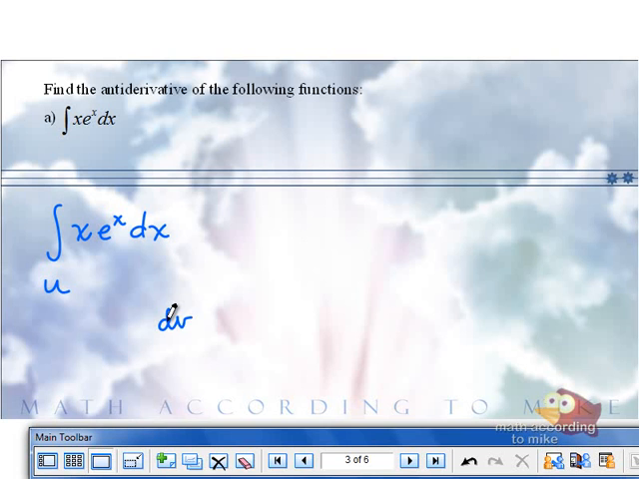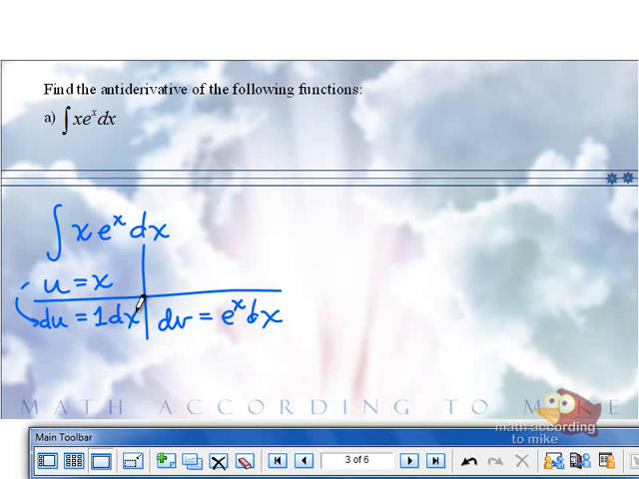I'm just going to tell you what to do for this example, and then we'll open it up for suggestions for the following examples. Our u we're going to pick is just x, because x is very easy to differentiate. And our dv, we're going to take the remaining part of the integrand, e to the x dx. So we have to fill the remaining portions, and the remaining portion here would be saying what du is, meaning what is the derivative of x with respect to x? 1 dx. Yeah. So in other words, du is the same thing as dx.